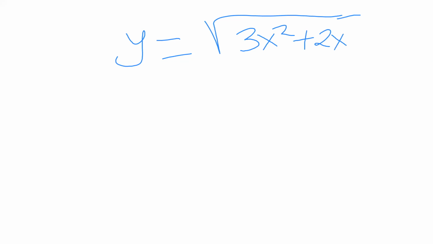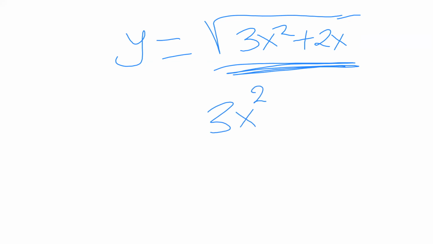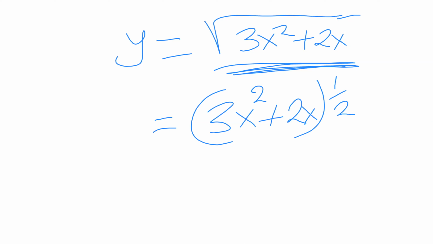So you can rewrite this from the rule of indices as 3x squared plus 2x, raised to the power of one half. The square root is as good as a half, right? Do you remember this rule from the indices?